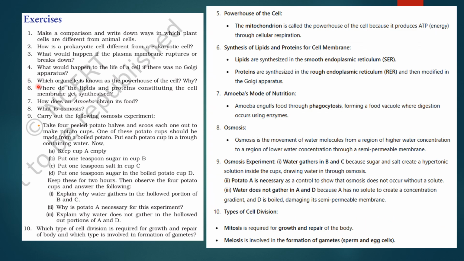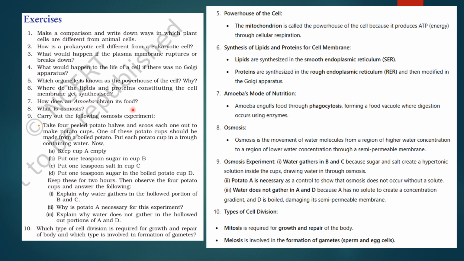Next we come on to the fifth question, which organelle is known as the powerhouse of the cell and why? So mitochondria, as it produces ATP or energy through cellular respiration. Okay. Sixth is where do lipids and proteins constituting the cell membrane get synthesized? तो lipids होते हैं like smooth endoplasmic reticulum में, और proteins होते हैं rough endoplasmic reticulum में, और फिर वो modify होते हैं in Golgi apparatus, right?